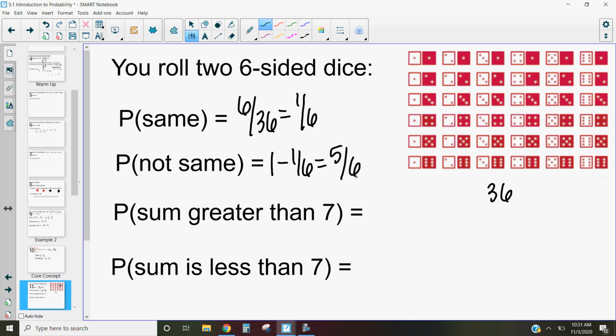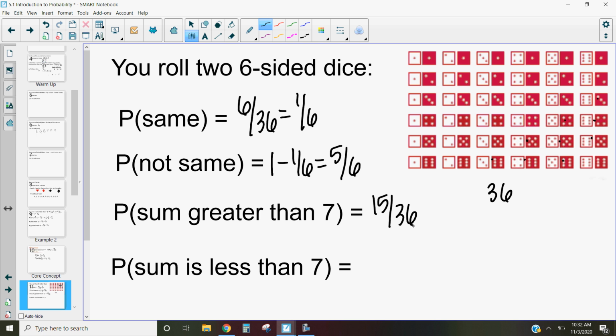Now, we also have questions like, what is the probability of the sum being greater than 7? In this case, I'm going to count. The number that I have that's greater than 7 is 1, 2, 3, 4, 5, 6, 7, 8, 9, 10, 11, 12, 13, 14, 15. So 15 out of 36.